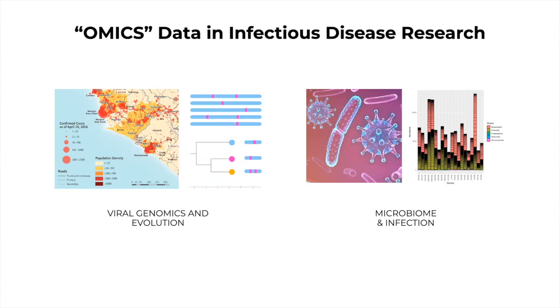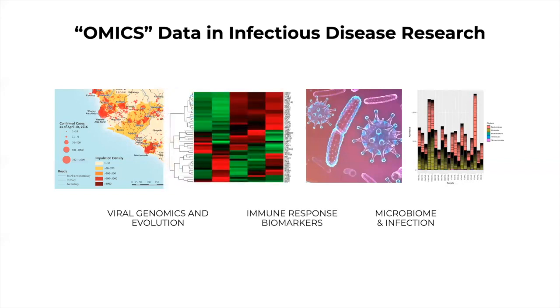We'll take a look at some examples in previous pandemics and understand the relationship between the spread of a disease and a particular sequence change in the viral community. We'll talk about the microbiome and infection. So how does the community of microorganisms in our body affect the infection and the spread of that disease?